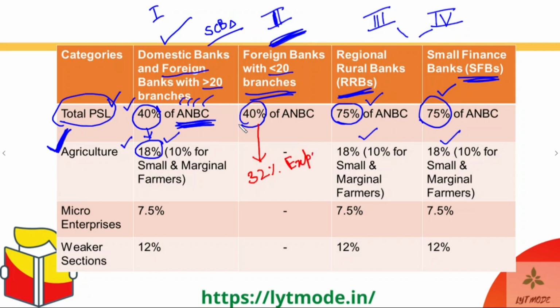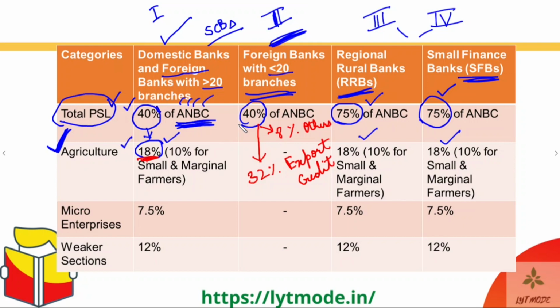and the remaining 8% has to go for other PSL categories, all others. Okay guys, it's very simple. And for all others, categories 1, 3 and 4, 18% has to be given for agriculture.